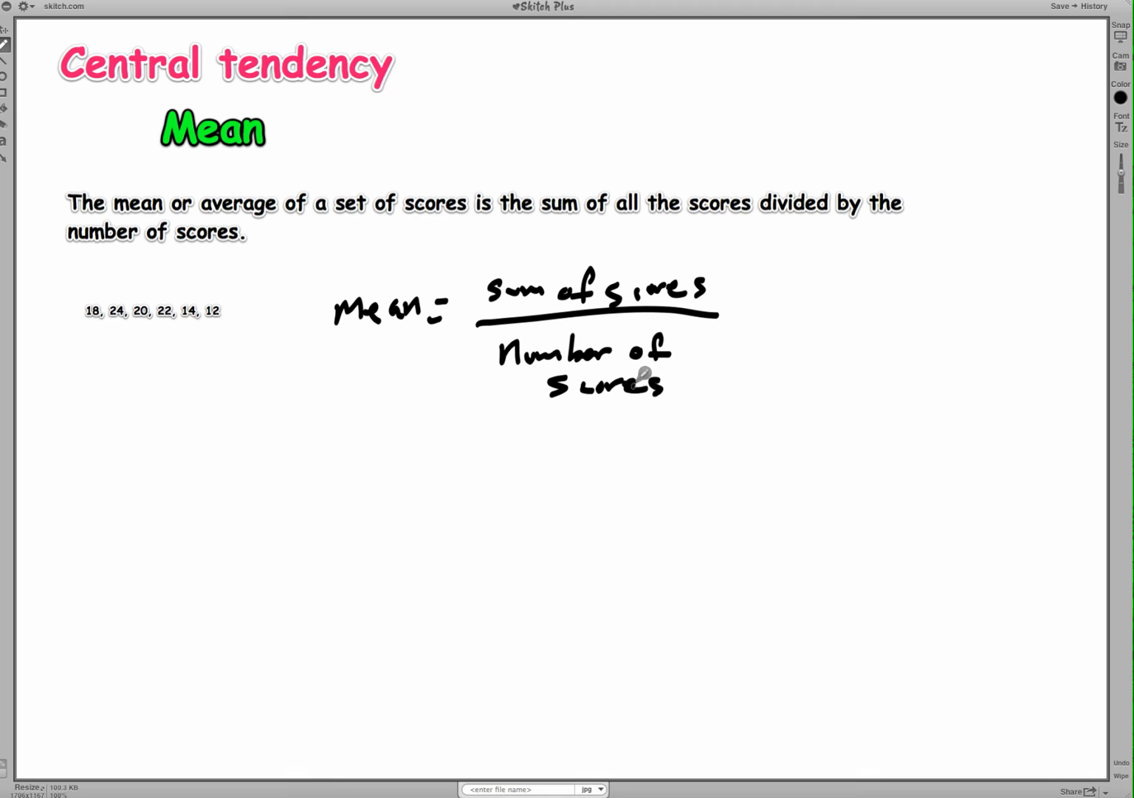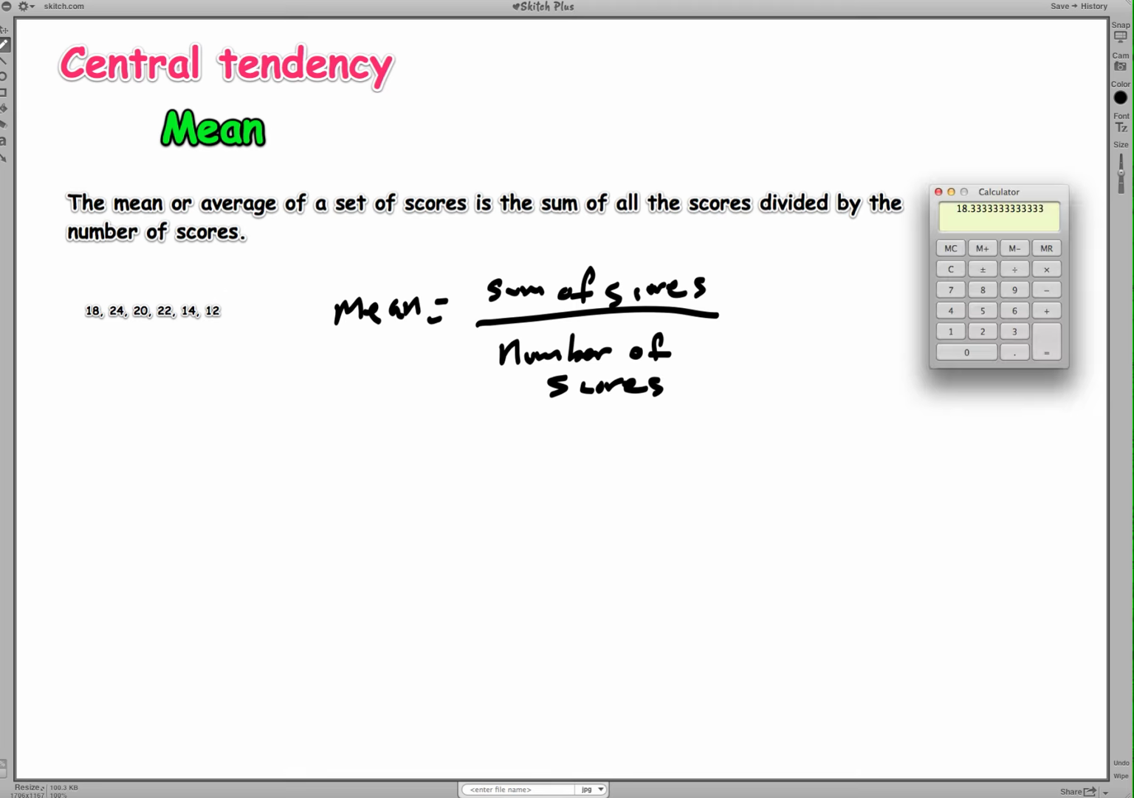The first thing we need to do is add up these 6 numbers. You can do that with or without a calculator. I'll show you how to do it with a calculator. I'm sure you already know, but anyway, we've got 18, 24, 20, then we add 22, then we add 14, then we add 12. So there are the 6 scores, and they equal 110 in total.